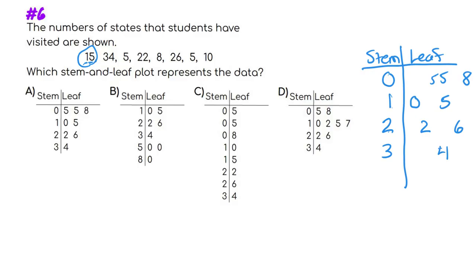So first I have 0 with a 5, 5, and 8. Answer choice A has 0, 5, 5, 8. So A looks pretty good. So again, doing this off a computer screen, I would put A, B, C, D. And A looks good so far. Then I need 1, 0, 5. Answer choice A has 1, 0, 5. Still looks good.